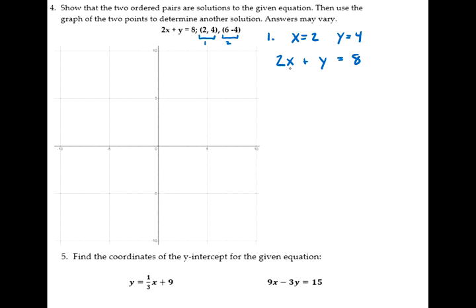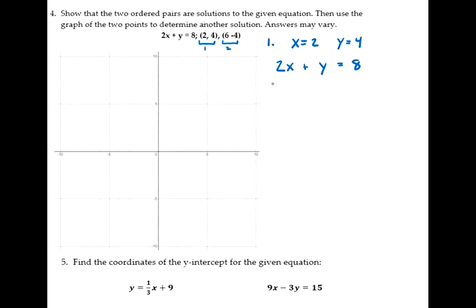Well, we'll replace the x with the number 2, and we'll replace the y with the number 4. So instead of 2 times x, it's 2 times 2, and instead of plus y, it's plus 4. And we get 2 times 2 is 4. 4 plus 4 is 8. We get 8 equals 8. So yes, that first point is a solution. So when x is 2, y is equal to 4, and that gives us this point right here.